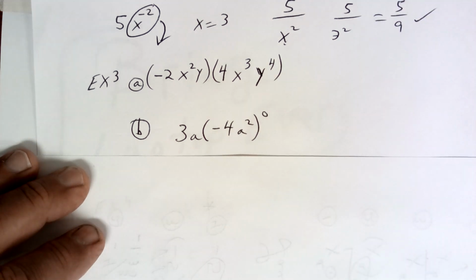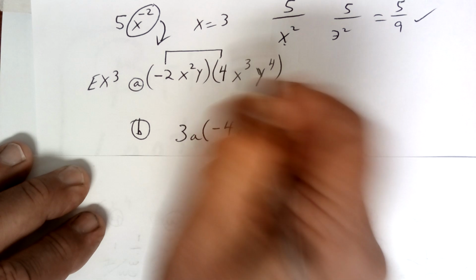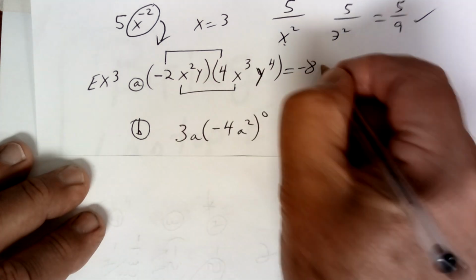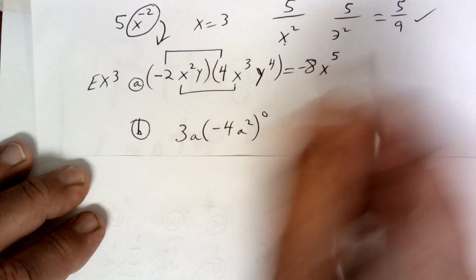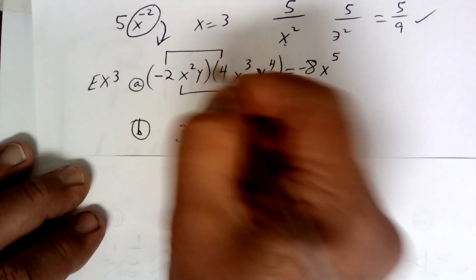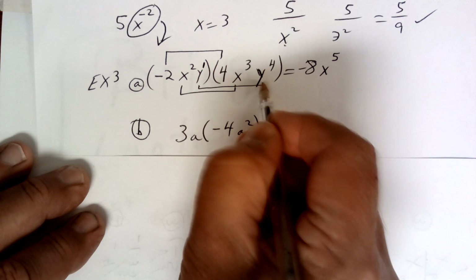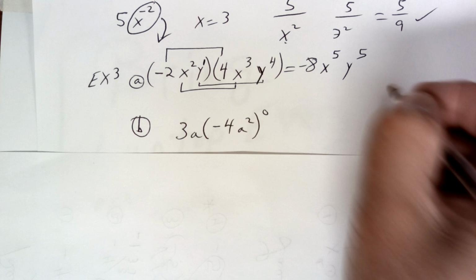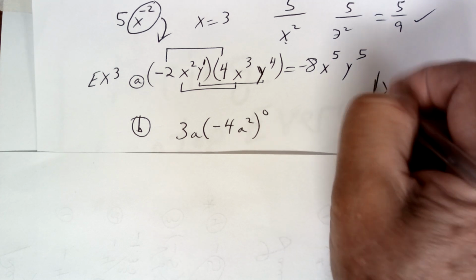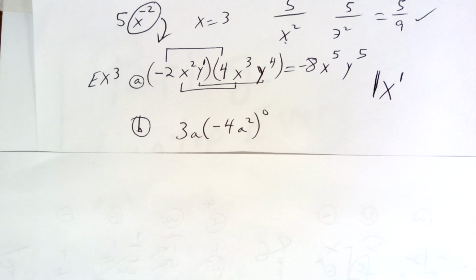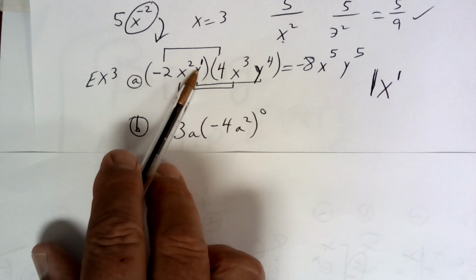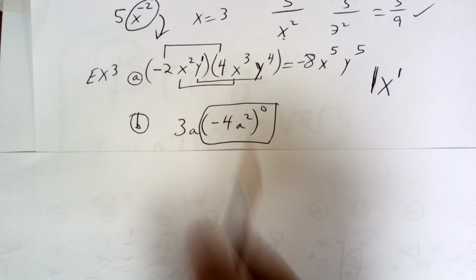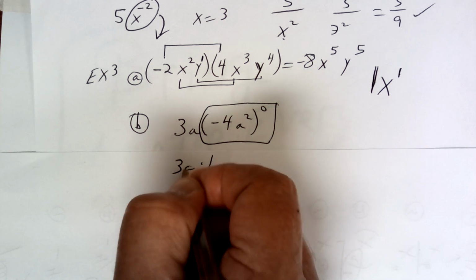This one right here, you multiply your numbers, and you get a negative 8. Here, you add the exponents because you have the same base. So that's x to the 5th, right? 3 plus 2. And then here, you have a 1 right here, so you've got to add these up, and that gives you y to the 5th. Be careful. If you take a variable, there's a coefficient, which is 1, and an exponent, which is 1, like we have here. Anything to the 0 power is 1, so this part is going to be 1. So it's going to be 3a times 1, which is 3a.